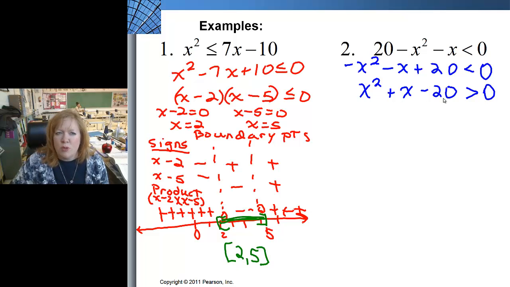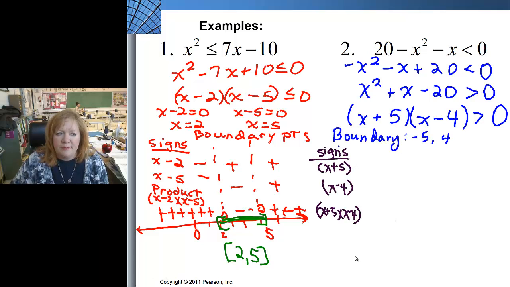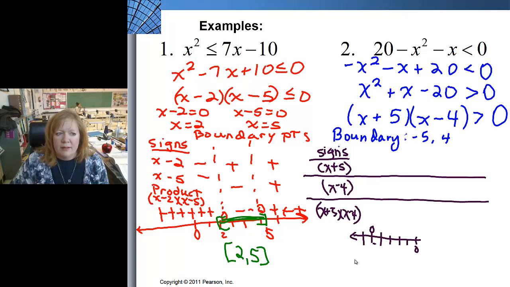The two factors of 20 that give us 1 are a -4 and a +5. So this would factor x plus 5 times x minus 4, which means our boundary points are going to be -5 and 4. Draw your number line and put an O above -5 and an O above 4, and that'll help us make our chart.